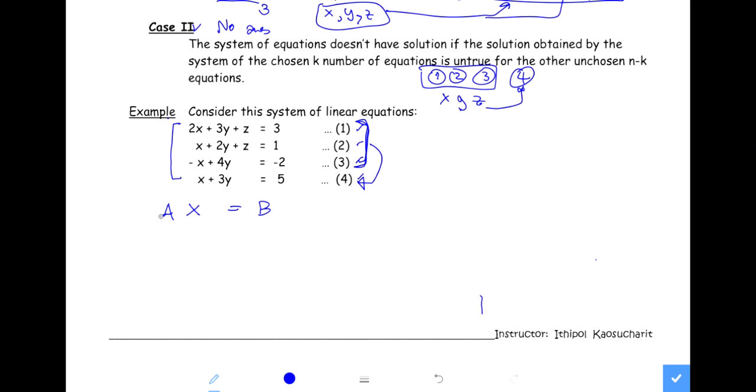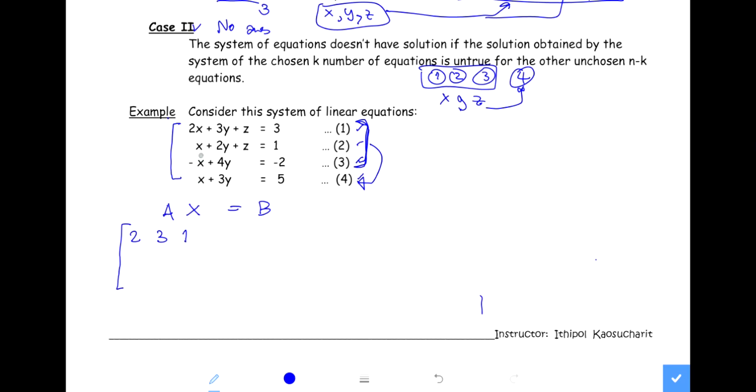I'm going to create a matrix of coefficients multiplied with a matrix of variables, and it's going to be equal to the matrix of constants. Okay, so we go. This one, A. Let's make it like up there we have 2, 3, 1. So I'm gonna write here 2, 3, 1.